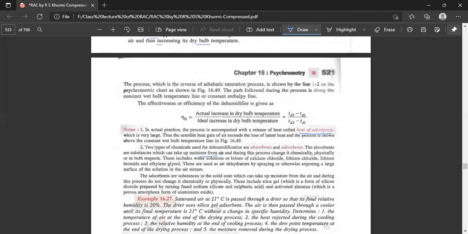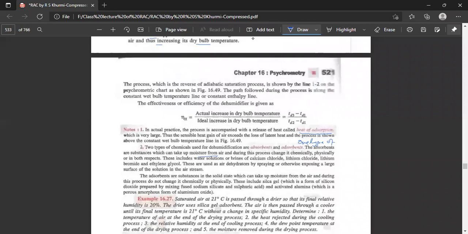So first of all, there are two different types of dehumidification process with two different types of absorbents. One type of absorbent is a substance which takes up moisture from air during the process and changes it chemically, physically, or both.